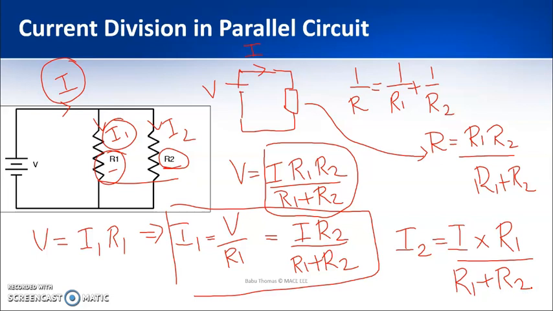So we can just differentiate between the current division rule and the voltage division rule. In the current division rule, we are taking the resistance not associated with the current which we are calculating. But in the case of the voltage division rule, we were taking the corresponding resistance over which we are calculating the voltage drop. So that is the basic difference.